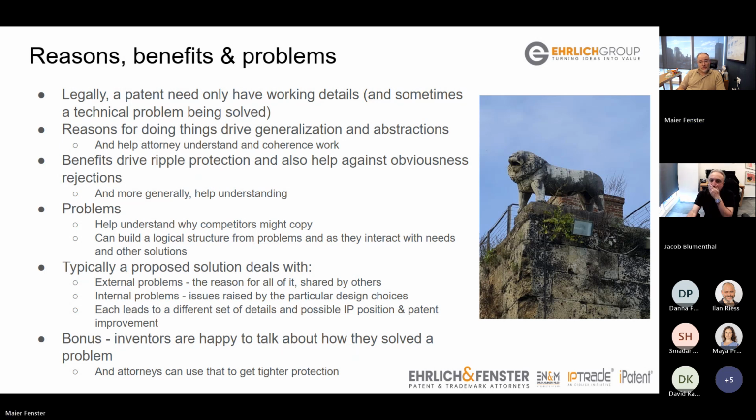Problems. If you know what the problems, plural, that your inventor is trying to solve, you probably understand better why competitors might copy, and then which parts they might copy. And in fact, usually it's not just one problem, there's a whole tree of problems, and that gives you structure and helps the patent attorney. I like talking about external problems, which everybody has, and internal problems, which are raised by the particular design choices you're making. And obviously, each one is a different set of details and a different way of improving the patent.